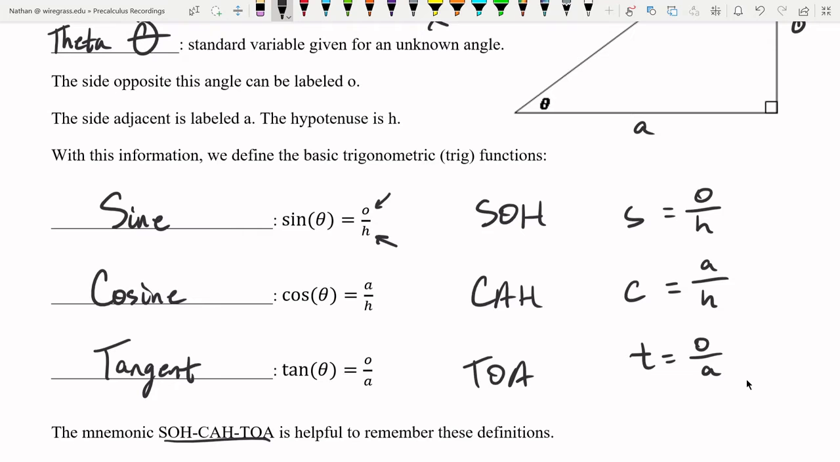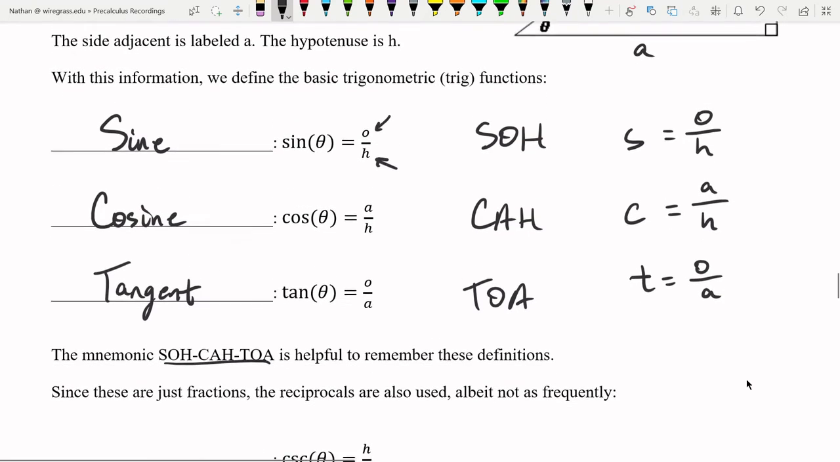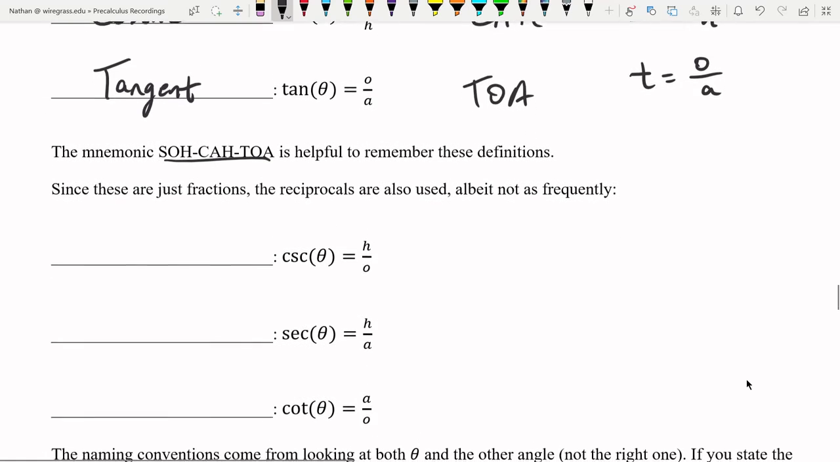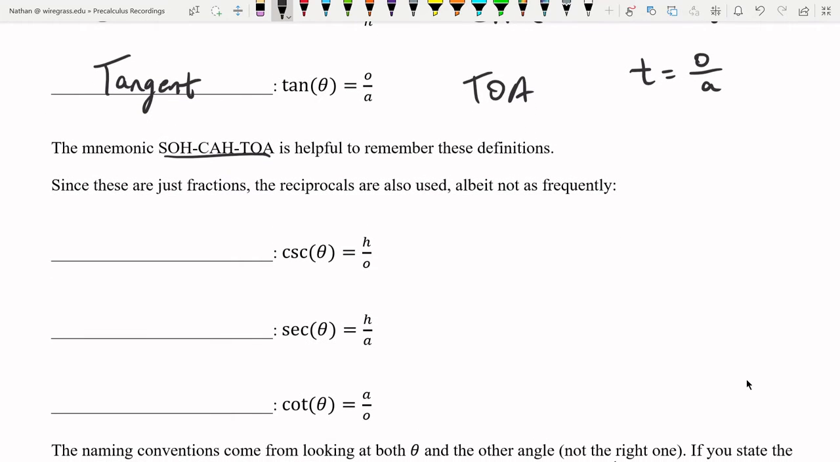Of course, these are all fractions, and a lot of times we use the reciprocals of these quite frequently. And that gives us the last three common trig functions. These are not used as commonly as sine, cosine, tangent, definitely not as much as sine and cosine. But they are there, and it's important to know them. We will be using them.